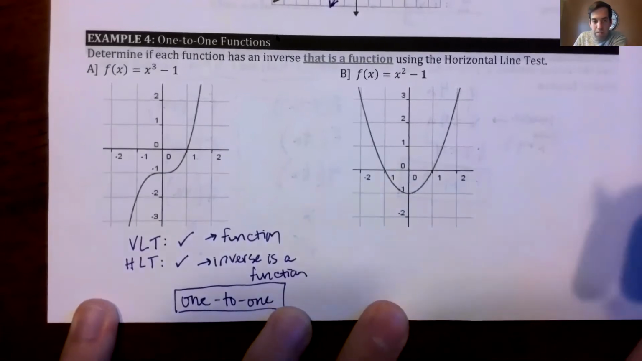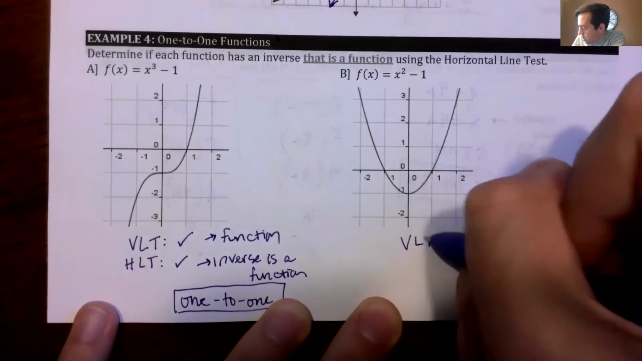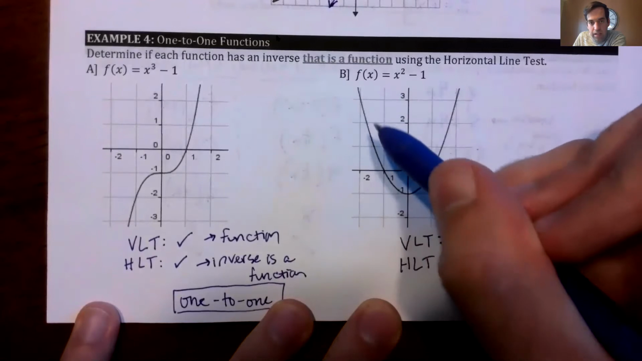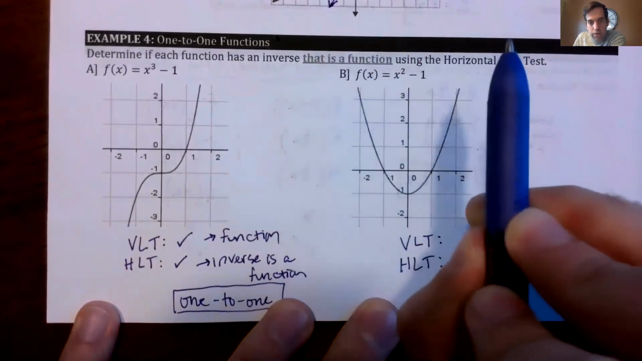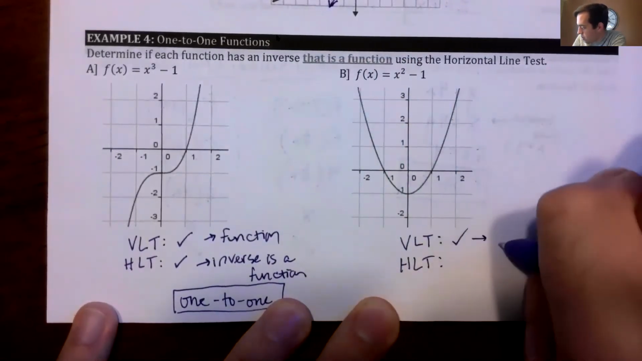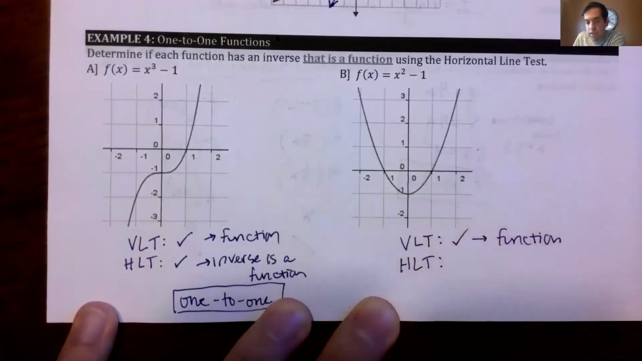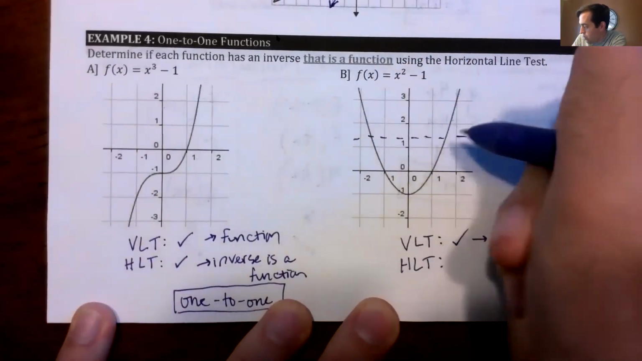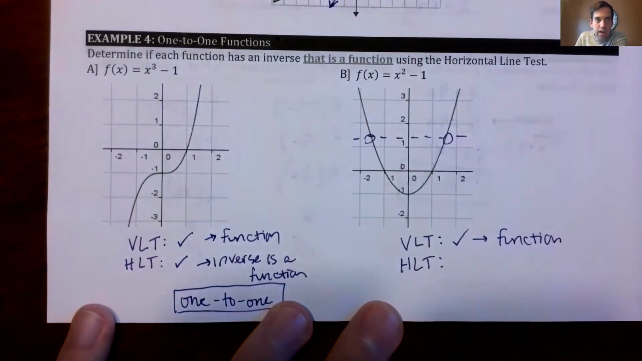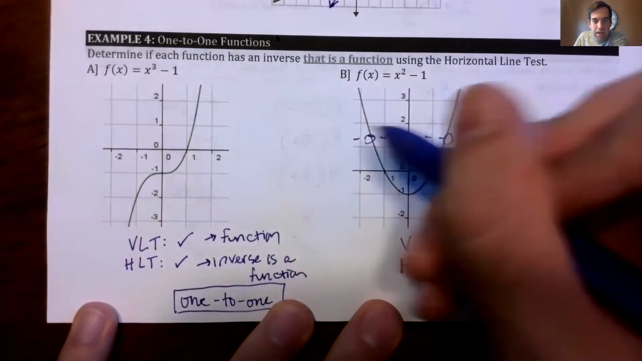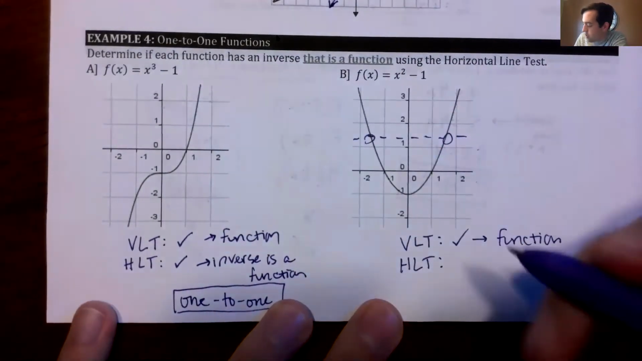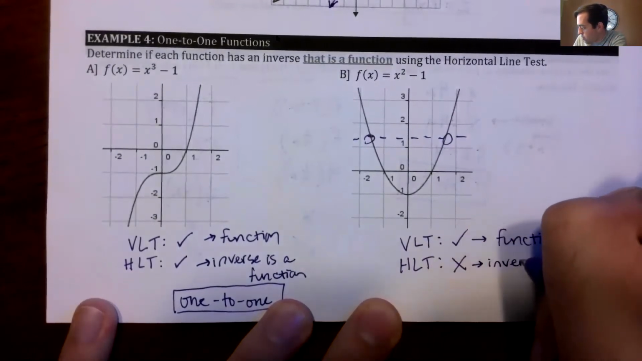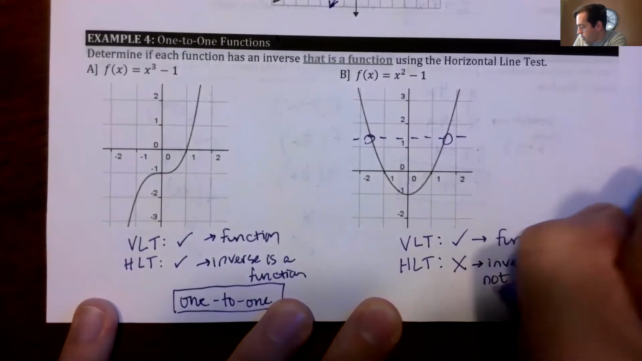We're going to do the same thing for letter B. We're checking the vertical line test, and we'll check the horizontal line test. So is this a function? Does it pass the vertical line test? Yes. So this is a function. Does it pass the horizontal line test? No. Right? You can check anywhere. Any of these lines up here will not work. It touches more than once. And that's the horizontal line test. So we know the inverse is not a function.